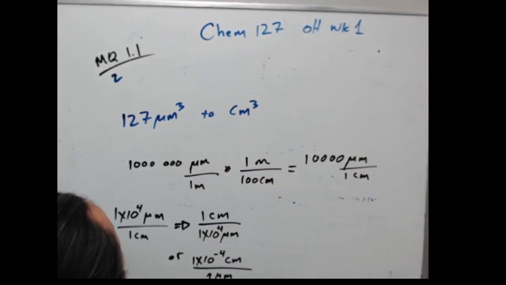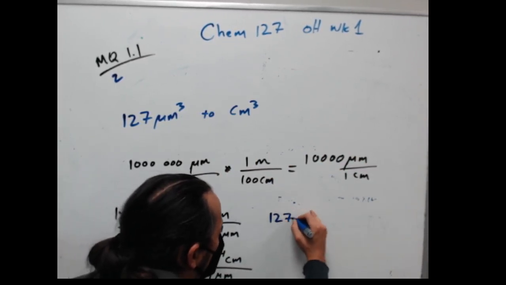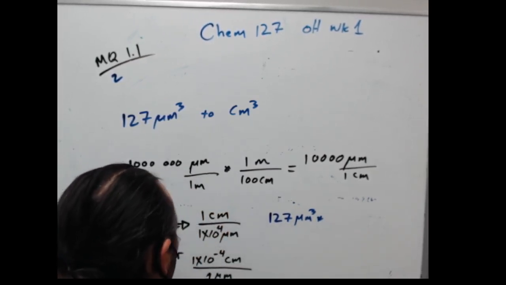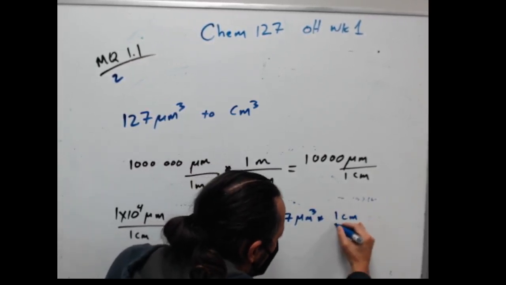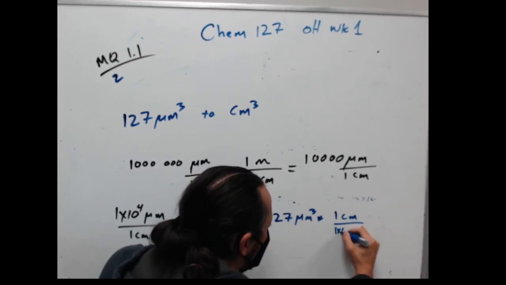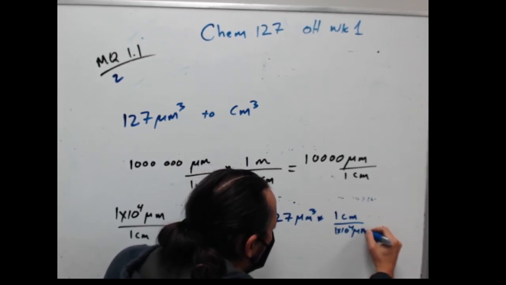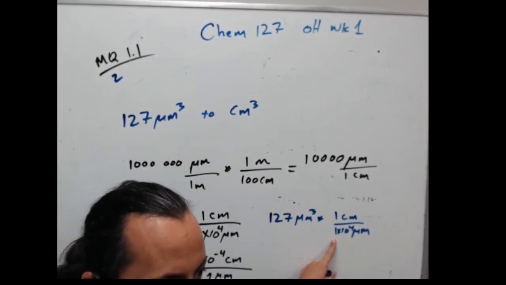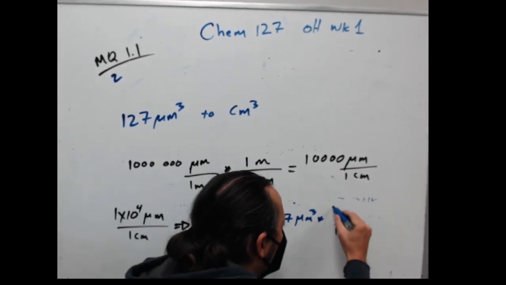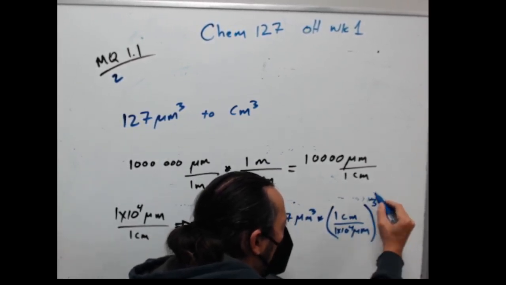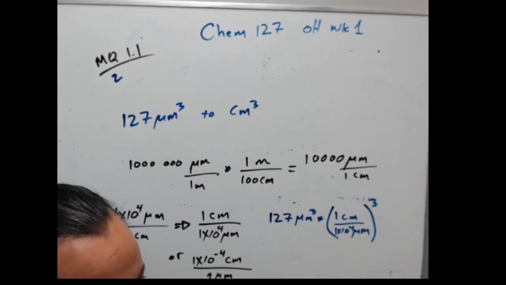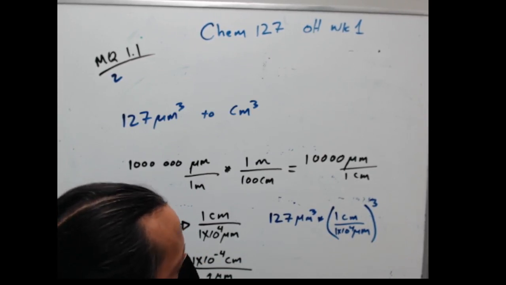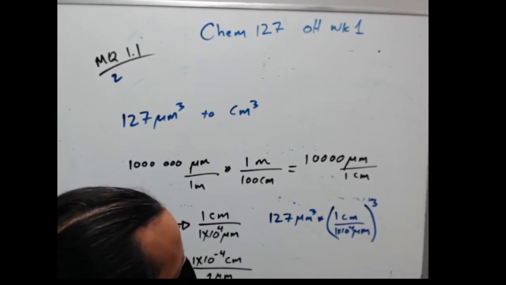So now I can go ahead and do my multiplication. I'm going to have 127 micrometers cubed times 1 centimeter per 1 times 10 to the 4 micrometers. That does it in one dimension. I have to do it a second time to get the second dimension, then a third time to get the third dimension. So I'm just going to do it cubed to get all 3 dimensions. That will get micrometer cubed, centimeter cubed, and wow, it's going to be a really small volume.